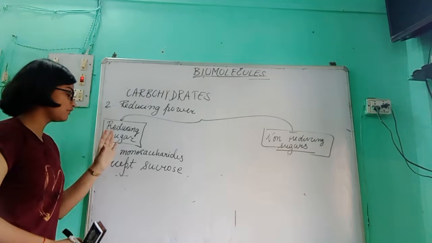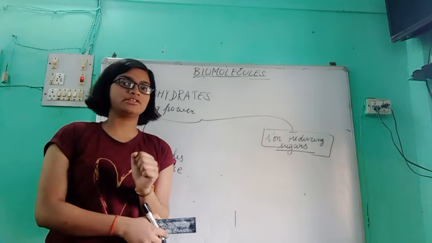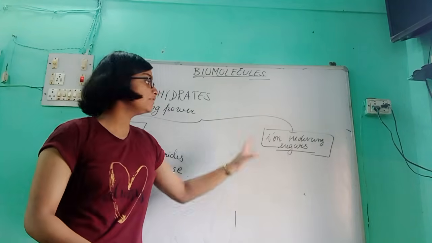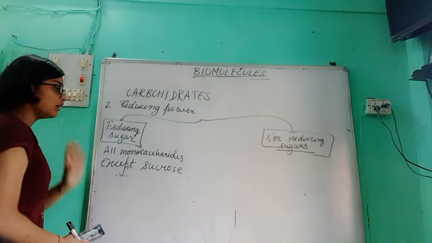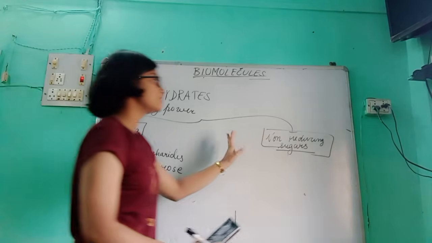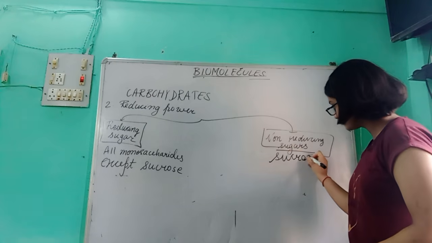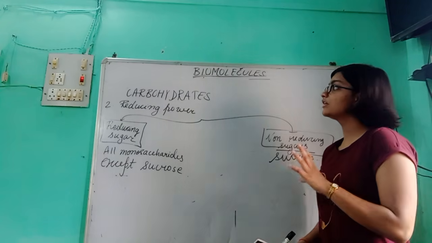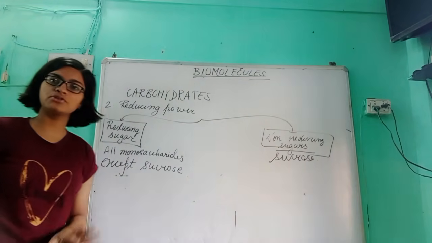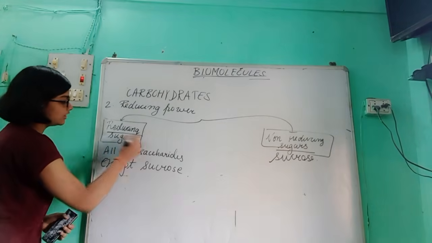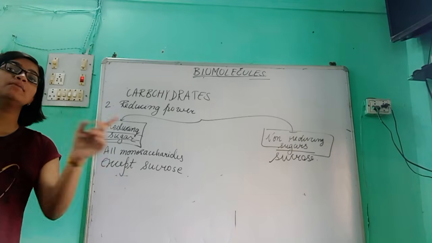Now, what is reducing power? Reducing sugars are those which can reduce Tollens' reagent, Fehling solution, and Benedict solution. Non-reducing sugars are those which cannot reduce Tollens' reagent, Fehling solution, and Benedict solution. So all monosaccharides except sucrose are reducing. That means the only non-reducing sugar is sucrose.